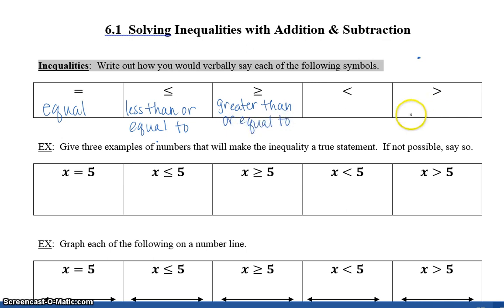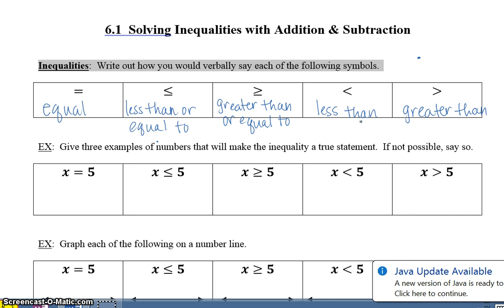And then the other two symbols do not have the line for the equals part, so this is just going to be less than, and this one's just going to be greater than. So if we look at what numbers would make some of these inequalities a true statement, we want to find numbers that if we plug it in, it's true.